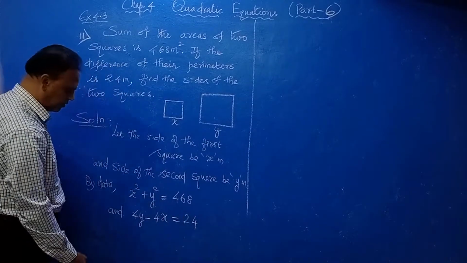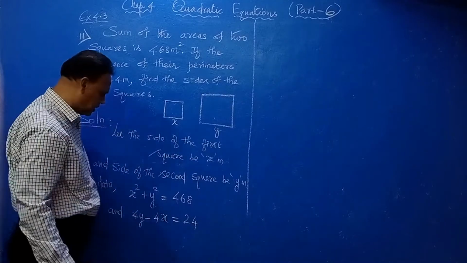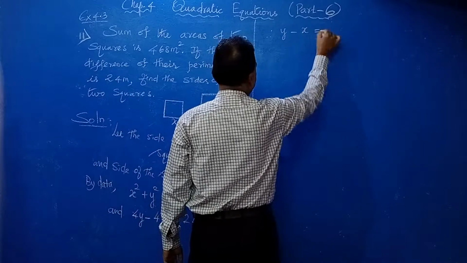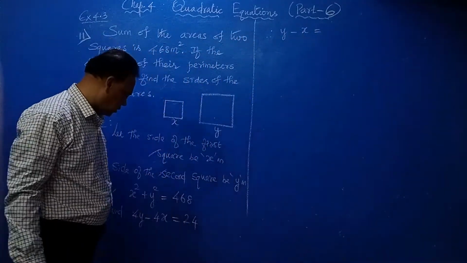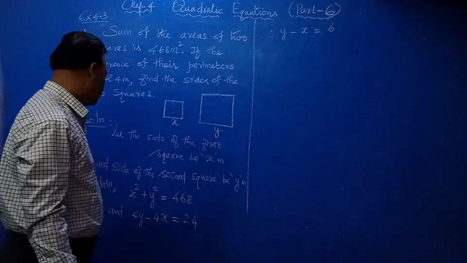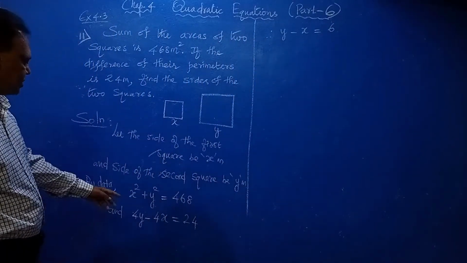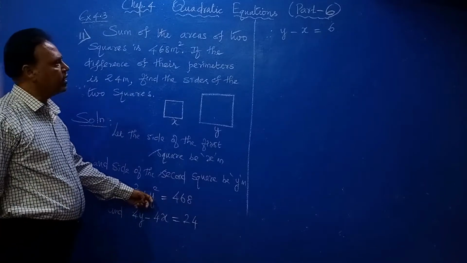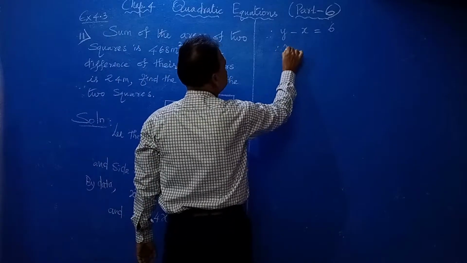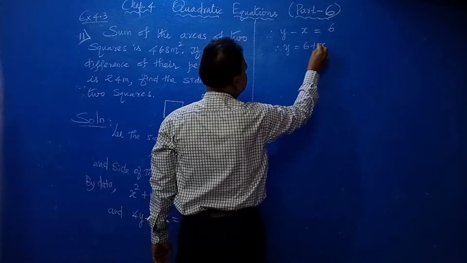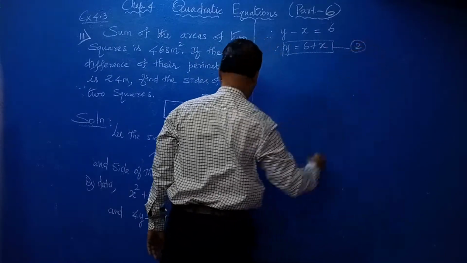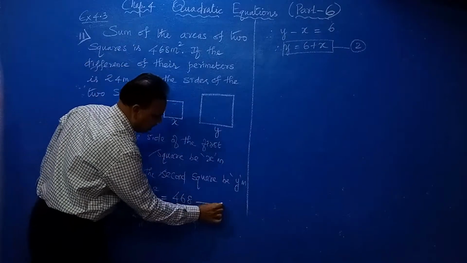Therefore, here you see 4 is the common factor. You divide it. That means y minus x is equal to 6. Now you have to change into one variable. Better find out y. Therefore, y is equal to 6 plus x. This one you take as equation 2, and this one you take as equation 1.